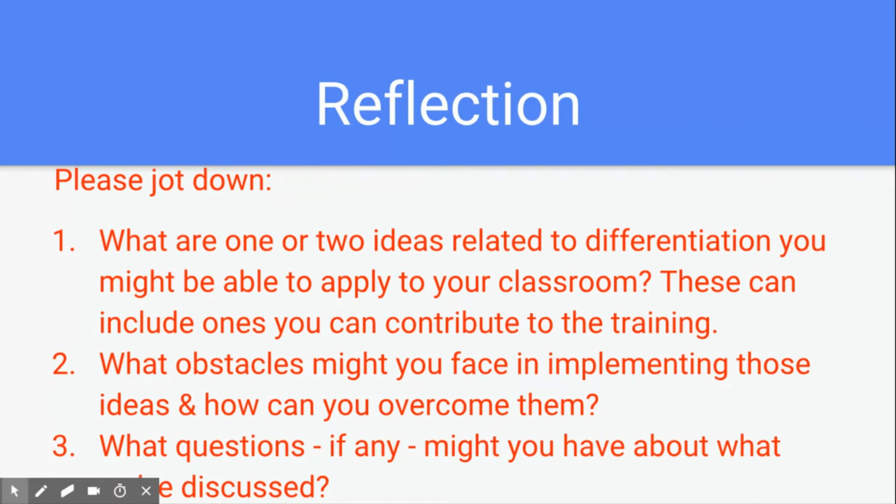And we're not going to take time for this, but this is some reflection questions to be thinking about, not just during this section, but other sections as well. What are one or two ideas that you can relate to your classroom?